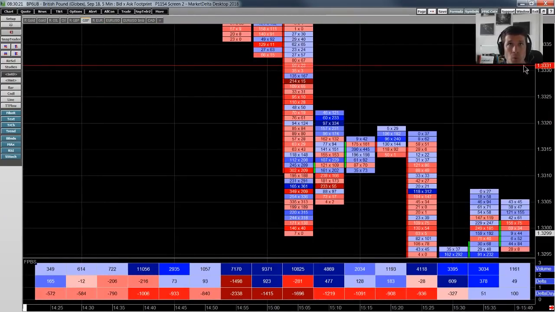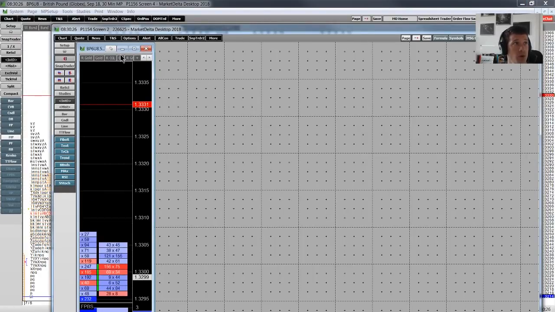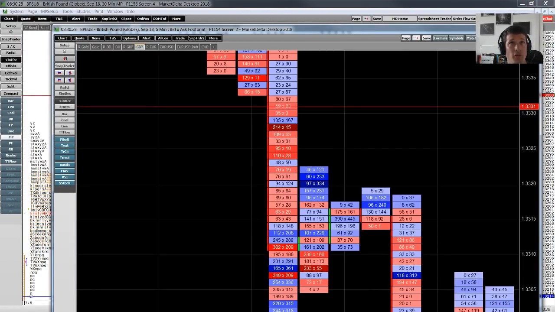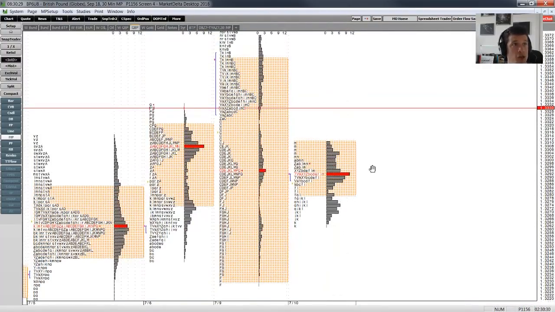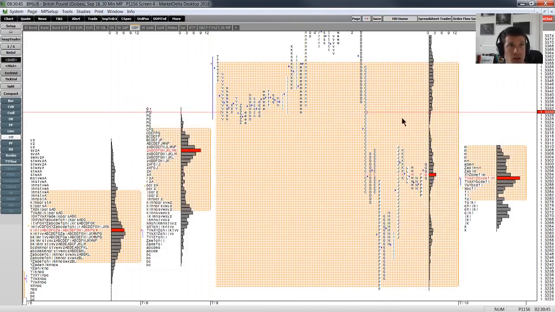Now, where I want to touch upon is the profile strategy of double distribution. So what do we do now? Well, what's the play going forward for today? Now, traditionally, typically, this is the key rule of thumb. This is taught in the profiling course as well. When you have a double distribution, there is a high probability the market is going to fill out that low volume area.